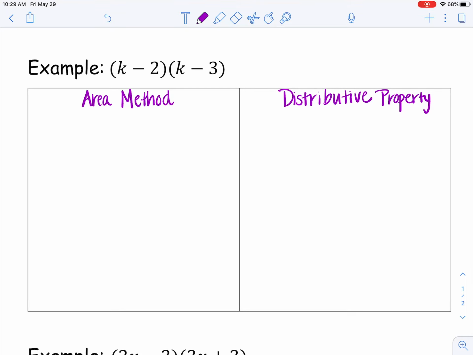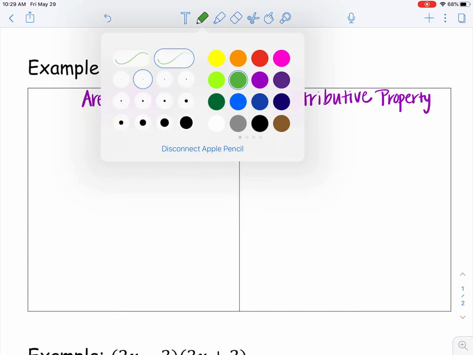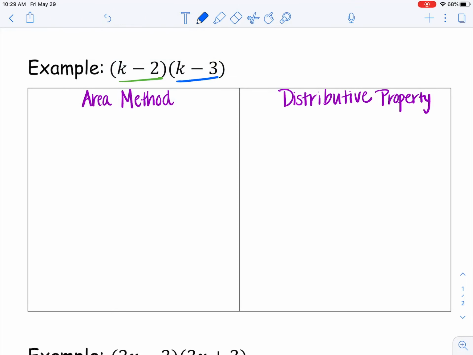So basically, we are going to be multiplying k minus 2 times k minus 3. Okay, so that means that everything in the first binomial has to be multiplied by everything in the second binomial. And binomial just means two terms.